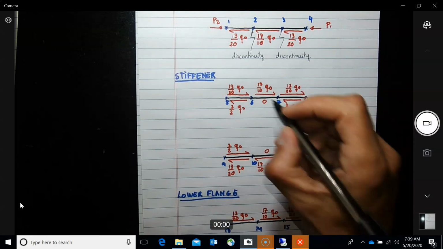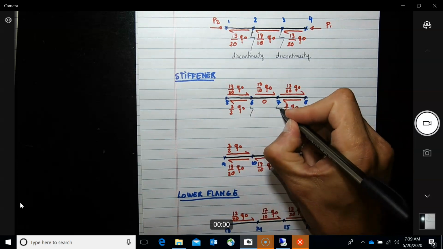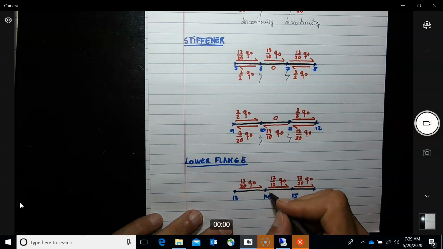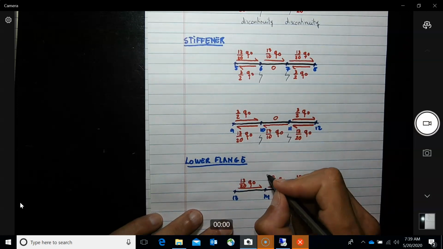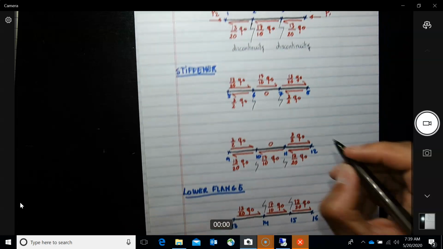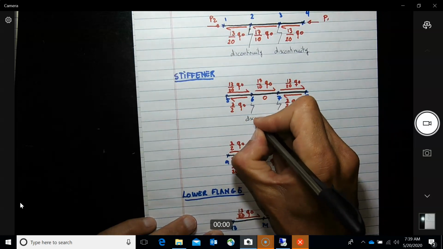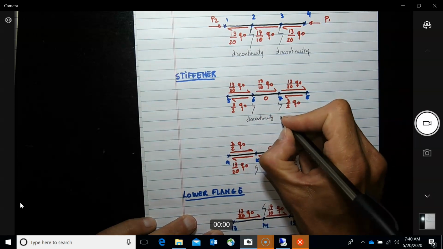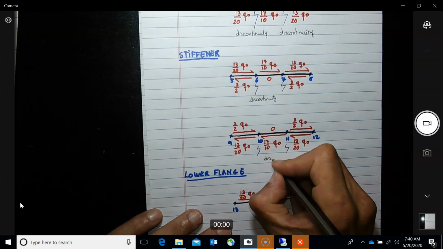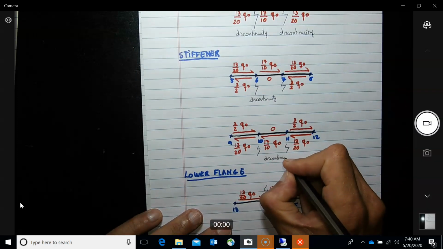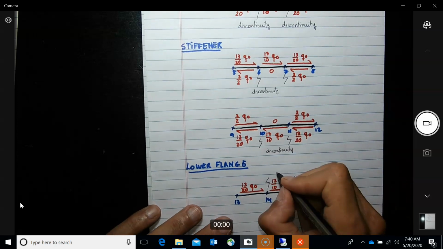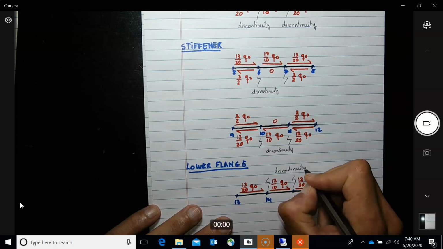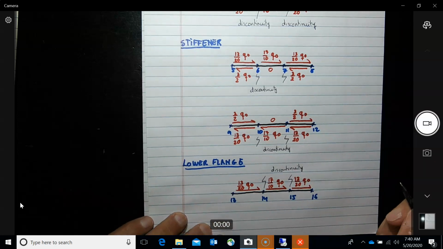And again, here should also be a discontinuity. Same thing over here. Discontinuity. Here the same thing. Okay, discontinuity. Need to add those points, and here will be a discontinuity.